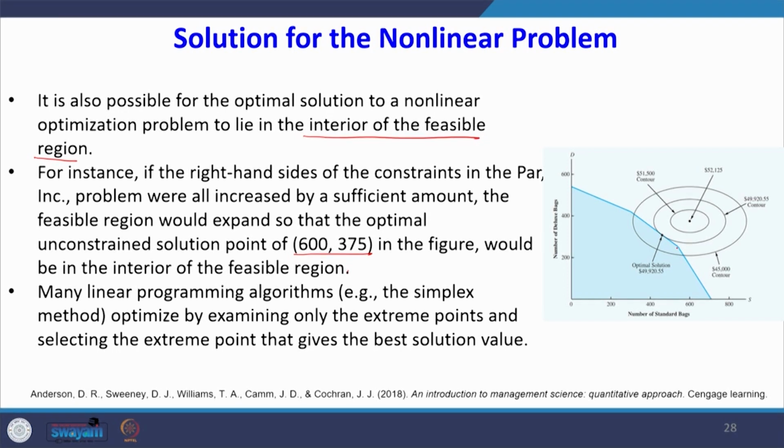So, what happens if the constraint right hand side is increased? The feasible region may become like this. When the feasible region becomes like this, our optimal solution lies inside the feasible region. That is the point which I am trying to make.